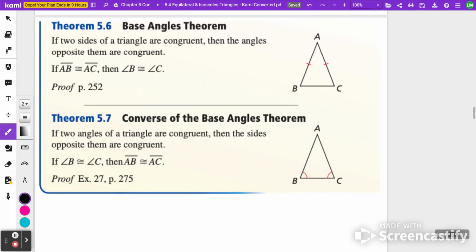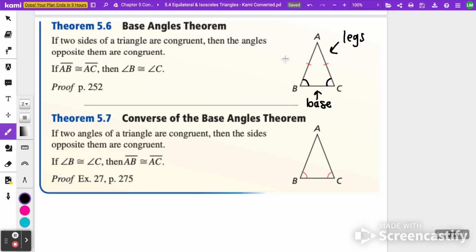All right, here's our base angles theorem and then the converse of that. If two sides of a triangle are congruent, then the angles opposite them are congruent. That just means here's a side like AB, and AC is also congruent to that. That means angle B is congruent to angle C, okay? Here is just a picture of what the legs look like, and here is the base at the bottom.